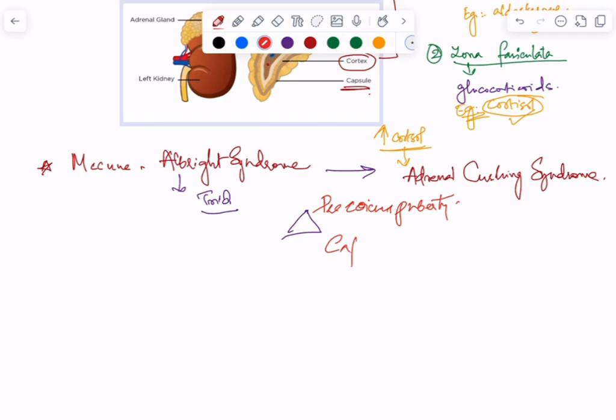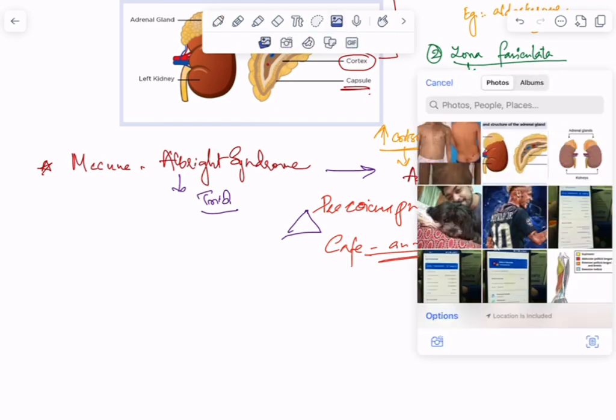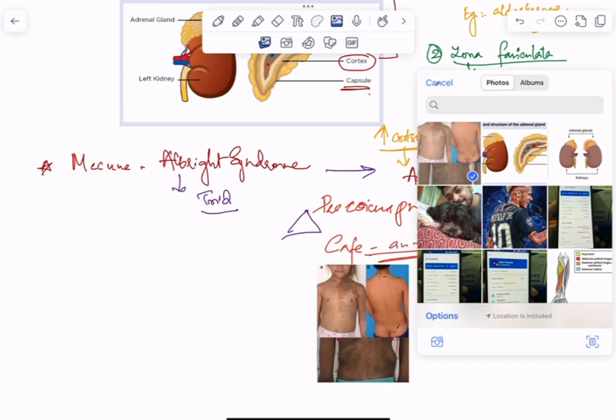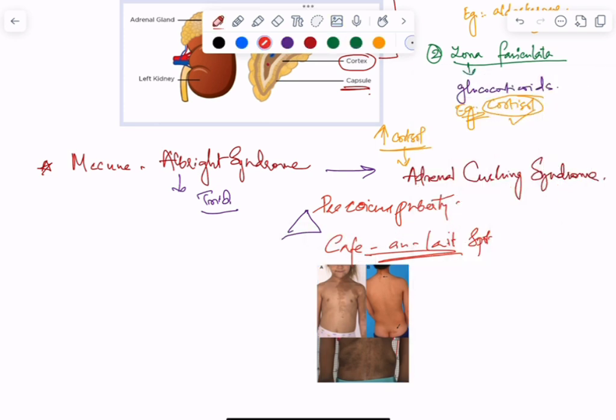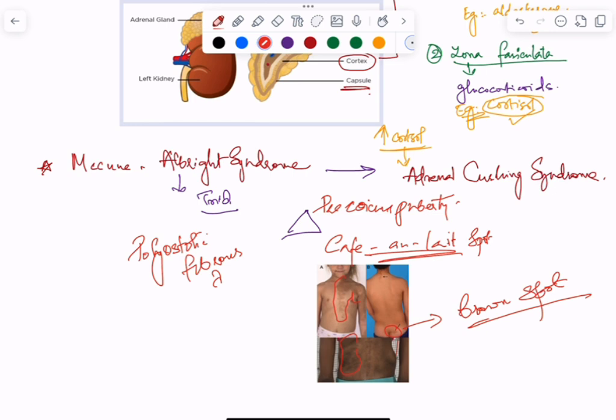cafe au lait spot. I will show you cafe au lait spot in a diagram. It's a skin discoloration, a brownish spot-like discoloration. Here you can see the skin coloration is different from the normal color. So these brown-like spots we call cafe au lait spots. These are present in McCune-Albright syndrome. And the third of the triad is polyostotic fibrous dysplasia. These are the three triad for McCune-Albright syndrome.